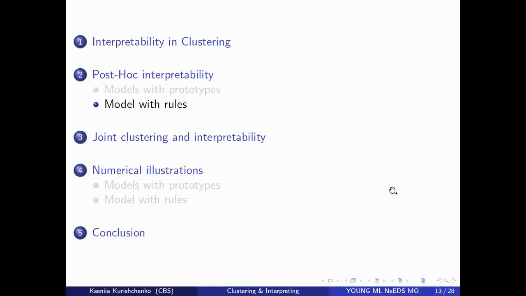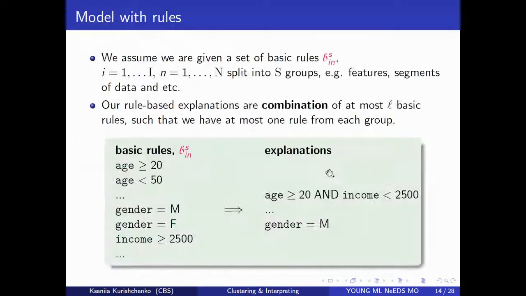As you remember, we used rule-based explanations for this model, and we are still in post-hoc interpretability. So now we are given a set of basic rules such that we can split them into some groups, for example, by features. Imagine we have some characteristics of our data, and we can construct some explanations within each characteristic. This is going to be our basic rules. And our explanation, which the model will do for us, is a combination of these basic rules, such that we can control the length of these explanations, so we can choose at most a basic rules, and also at most one rule from each group.